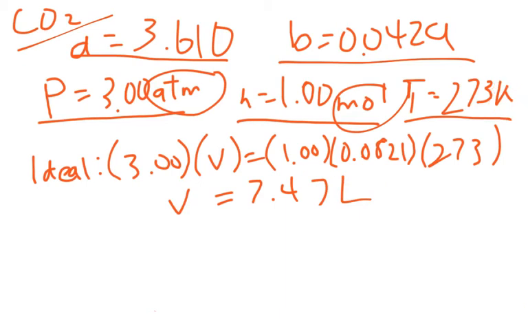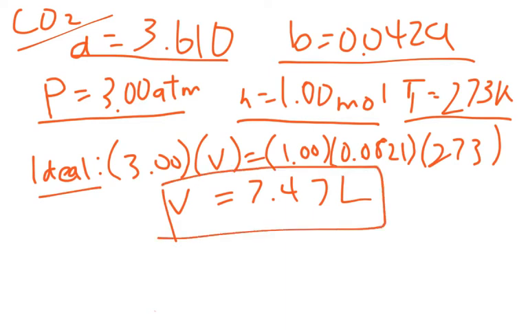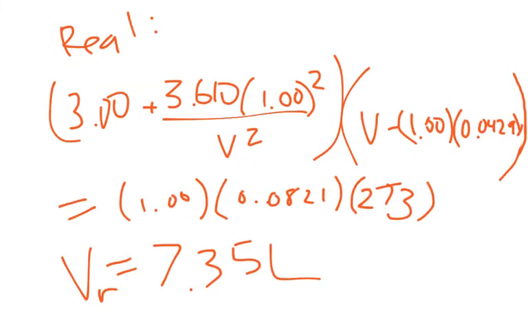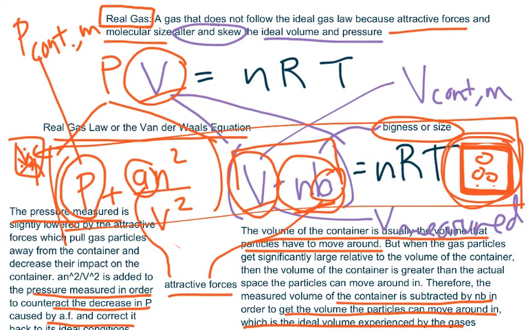So if I use the ideal gas law to solve for the volume, then I get that the volume is equal to 7.47 liters. Now, what if I use the real gas law? So on the next slide, I used the real gas law by plugging in a over here, and this was n squared, and this was v squared. And over here, I plugged in n times b, and I set it equal to nRT, because this looks just like the van der Waals equation we were talking about.